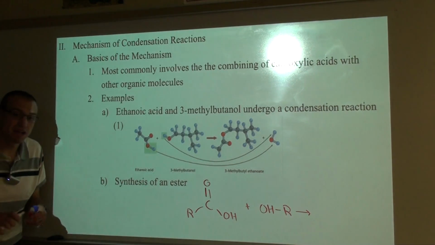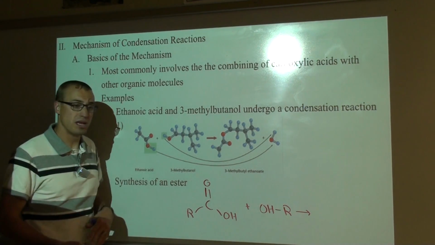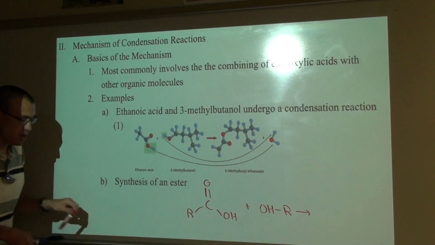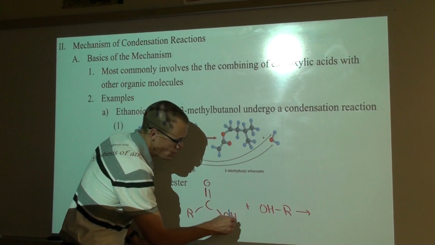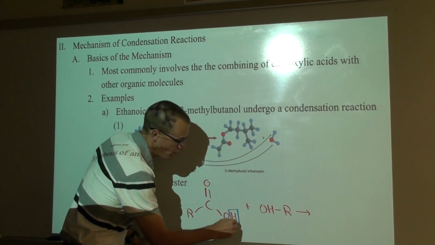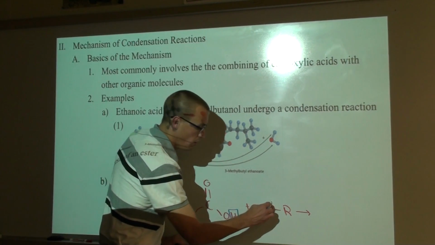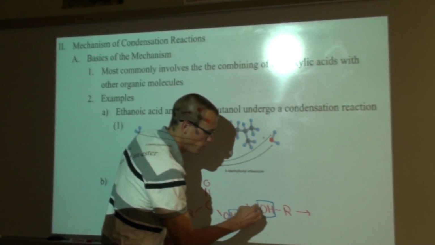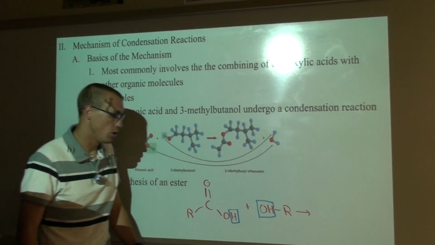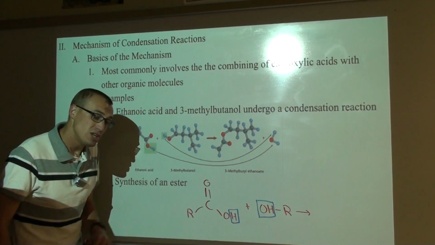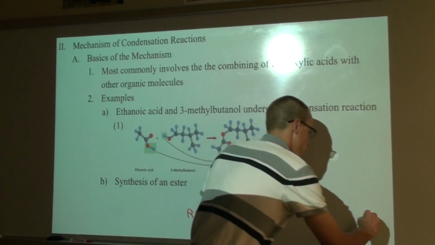So for this condensation, what I'm going to identify first is what is eliminated off of each reactant. So off of the carboxylic acid, the H is eliminated from that reactant. And off of our alcohol, the hydroxyl group, or the OH, is eliminated from that alcohol. Now, the H and the OH combine to produce water, or H2O.